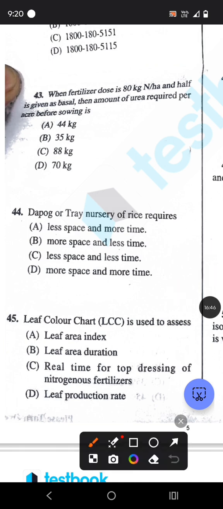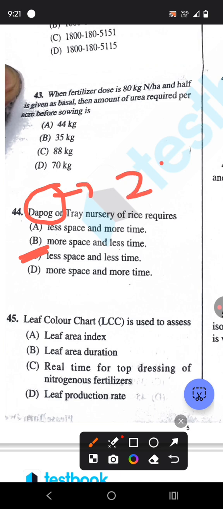Question number 44. Deepak or tray nursery of rice requires, that is, the Deepak method requires very less time and less space. So the correct answer is option number C. Less time means that for the Deepak method the time is around 2 weeks, like 12 to 14 days.